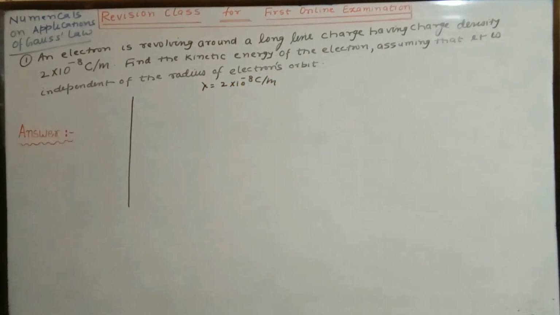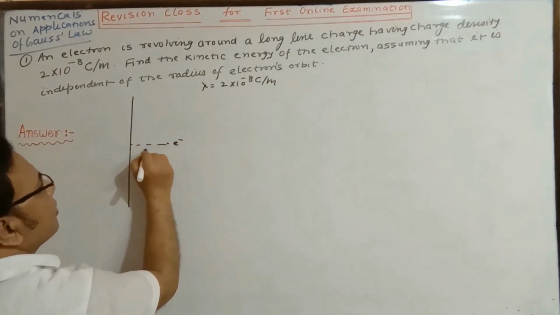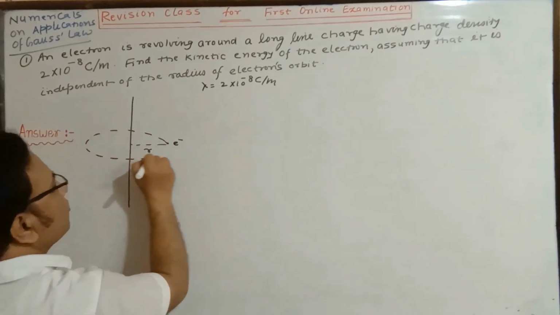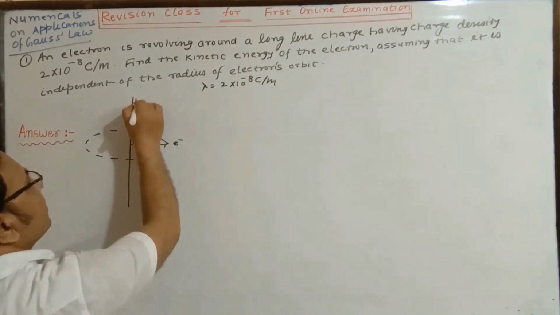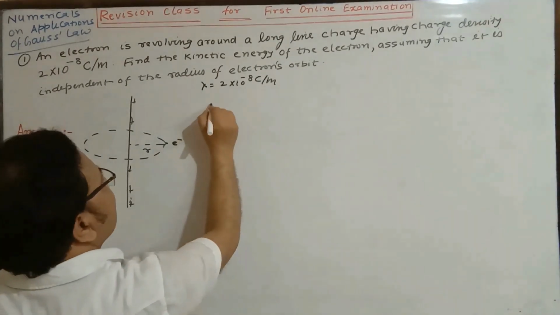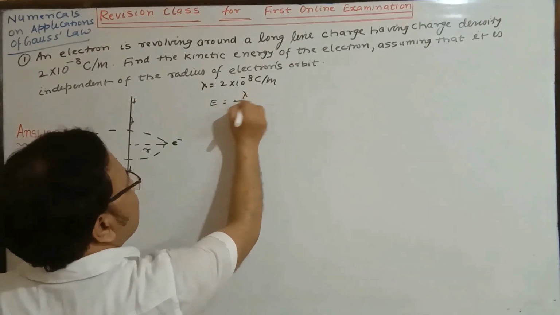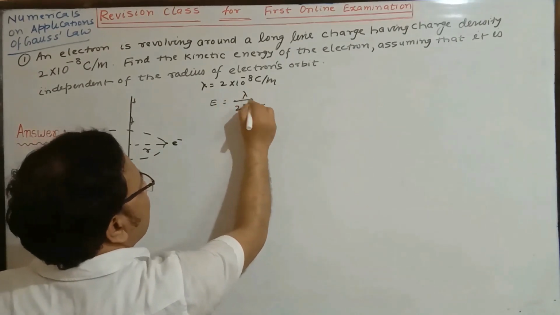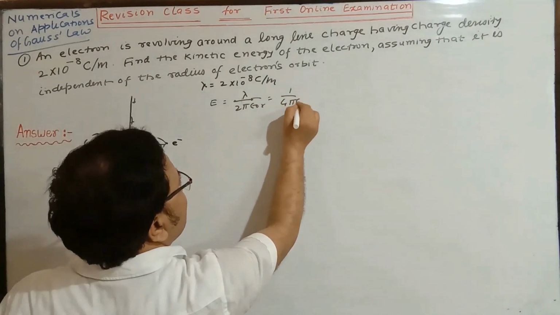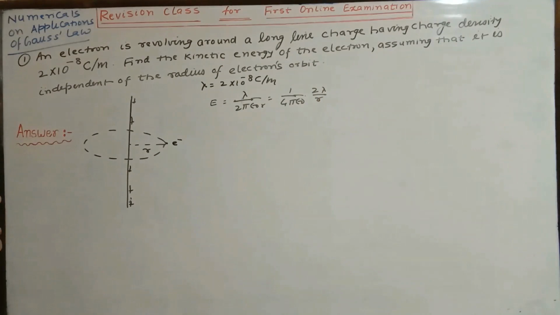Find the kinetic energy of the electron, assuming it is independent of the radius of the electron's orbit. So first of all, we know at r distance the electron is going to be there, and about this it is going to revolve. It's quite obvious this has positive charge, we are assuming. So here the electric field at r distance, we know, is lambda by 2 pi epsilon naught r, or you can say 1 by 4 pi epsilon naught into 2 lambda by r. That is what we have.